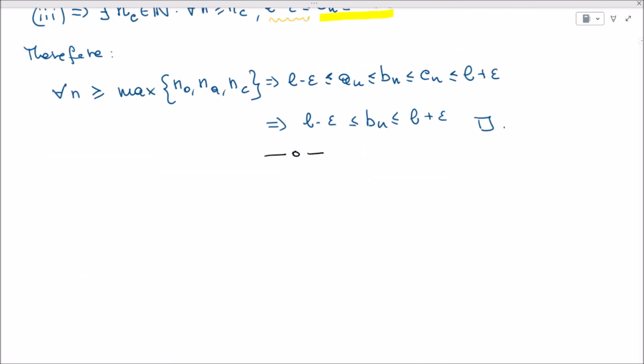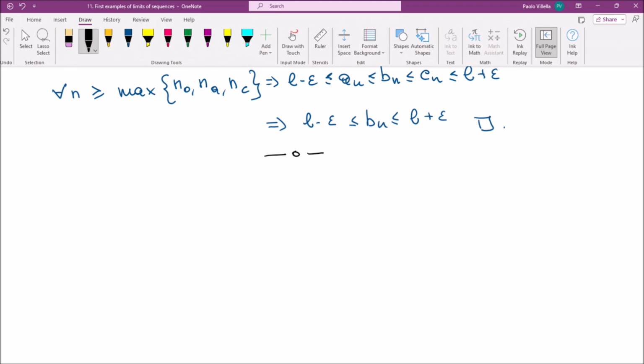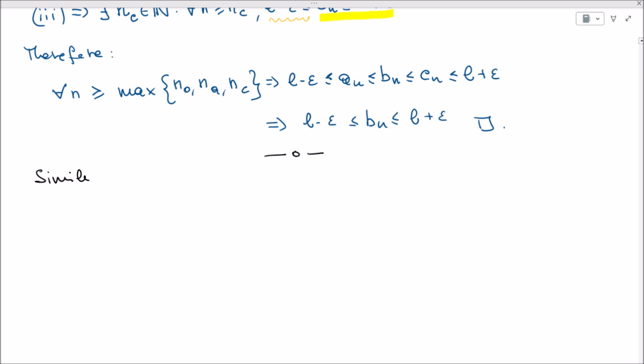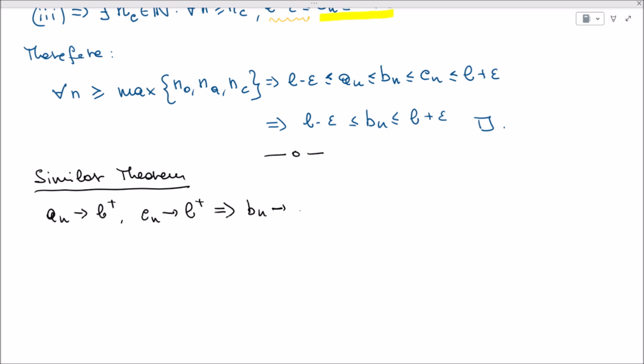Okay, it is interesting to notice that similar theorems can be proved, saying that if An tends to L plus, okay, so the sequence An converges to a limit L from the right, and Cn tends to L plus, well, this will imply that Bn also tends to L plus. Okay, so this is easy to prove. This is left as an exercise.